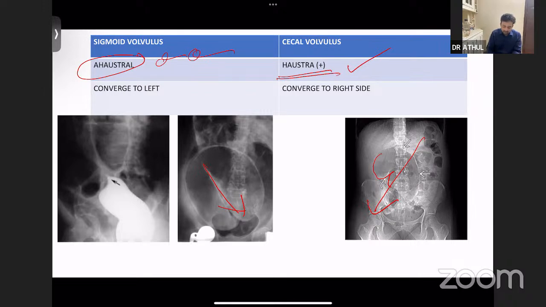And if you give barium enema, we will see the bird beak appearance. Another bird beak appearance, in barium swallow, is seen in achalasia cardia. So achalasia cardia is another condition with bird beak appearance. Okay, so all these are very, very important.